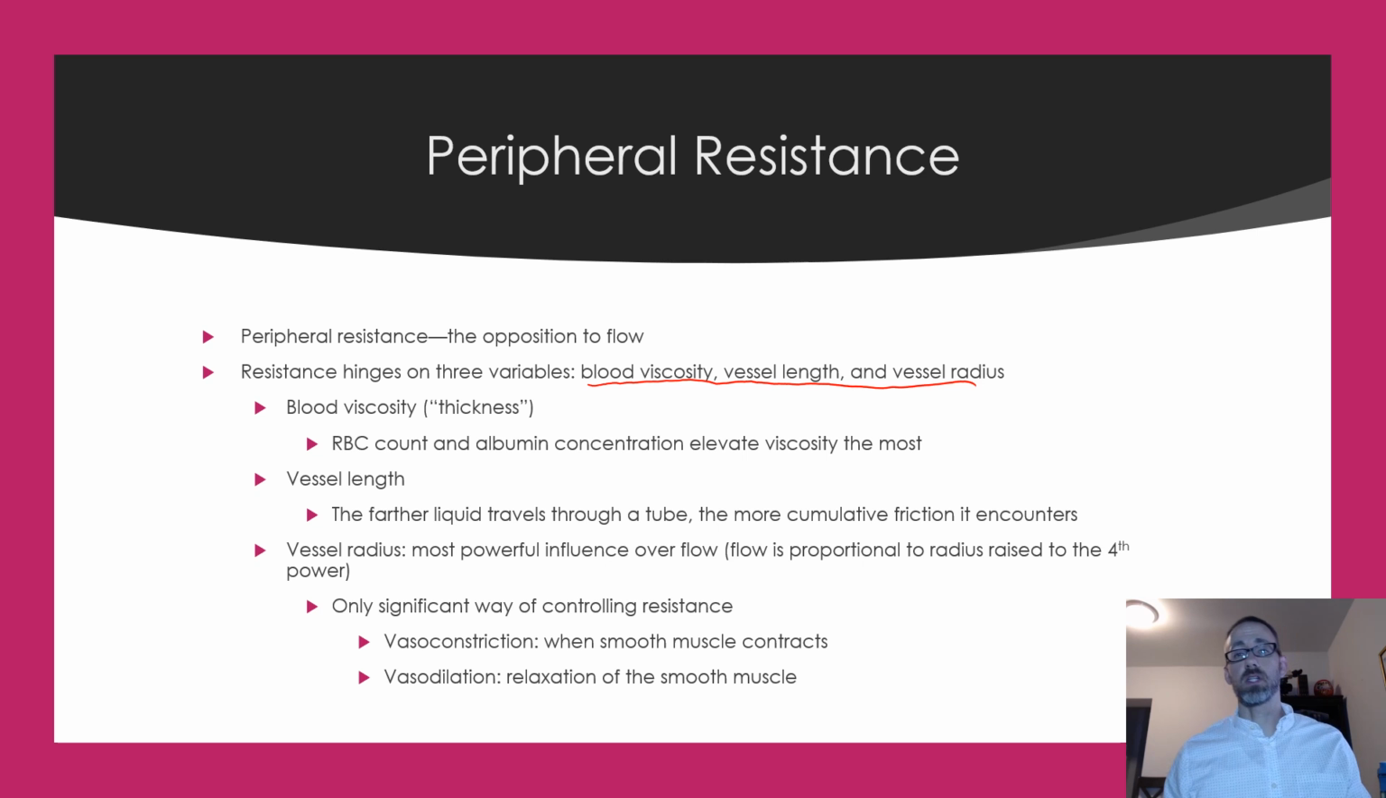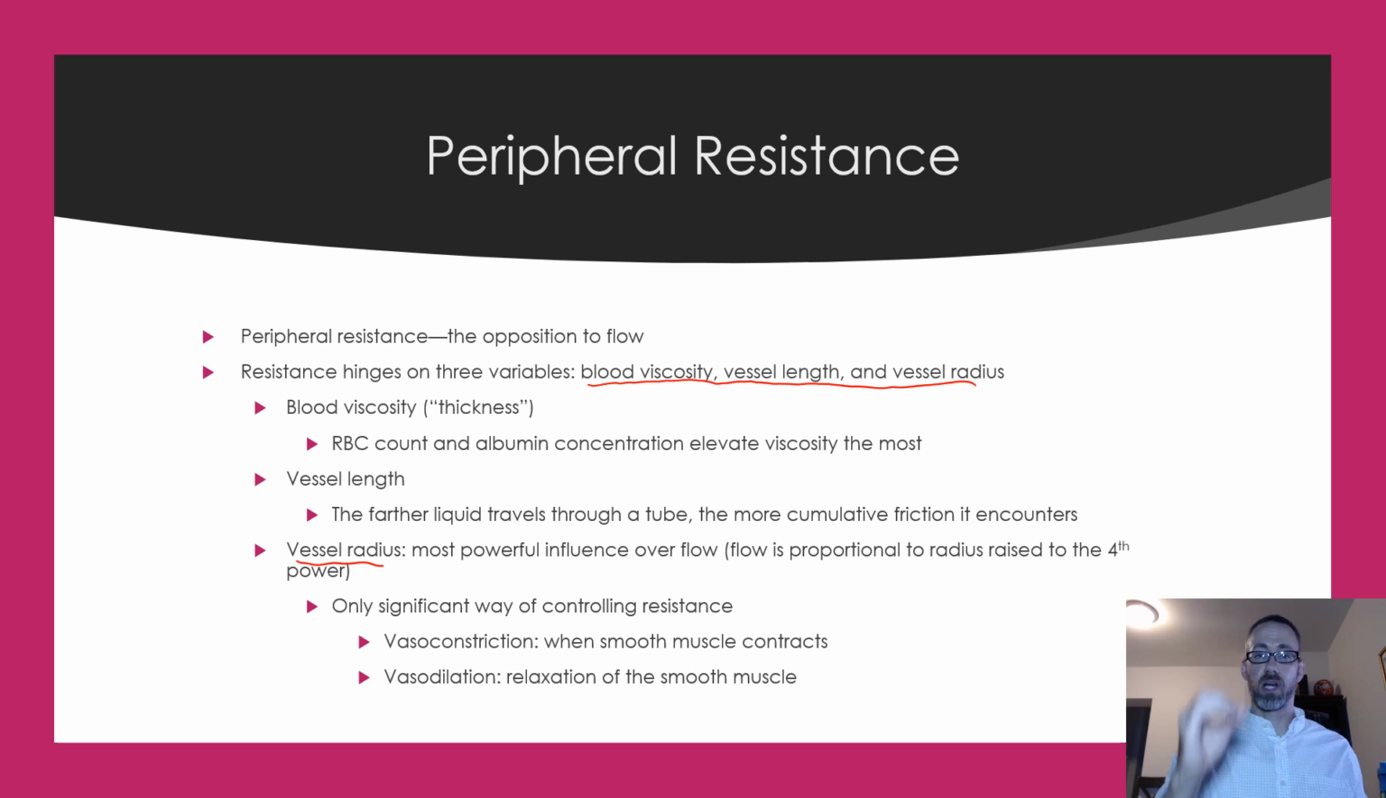However, if I want to increase flow by decreasing the resistance, the only real way the body is going to be able to do that is not through viscosity, not through adjustment of vessel length, but through changing the vessel radius. In other words, dilating, opening up a blood vessel, or constricting. We call it vasoconstriction when smooth muscle contracts in the vasculature, and when the smooth muscle relaxes, we call that vasodilation.